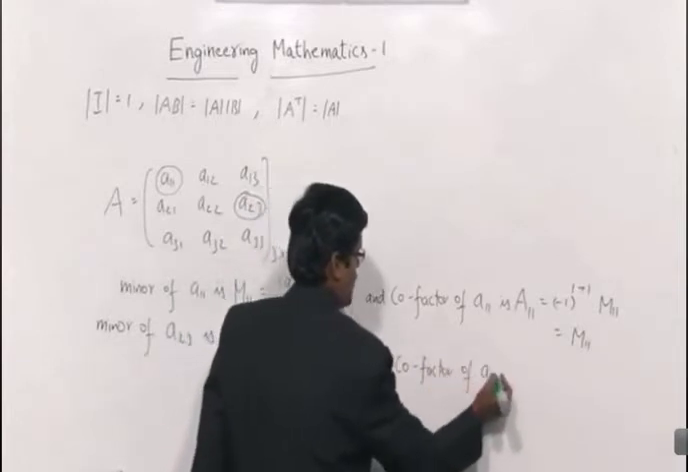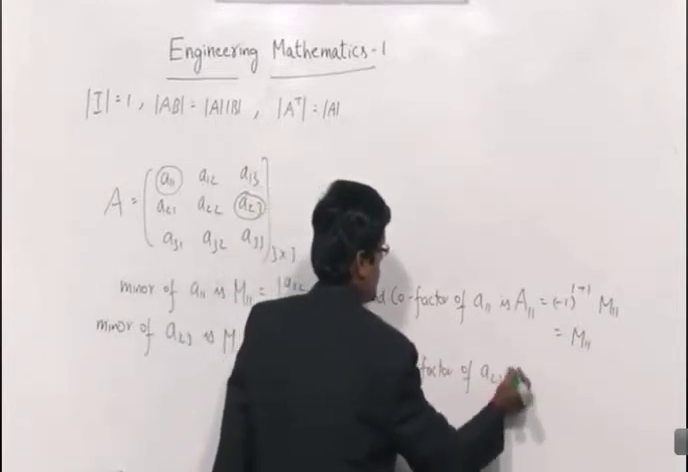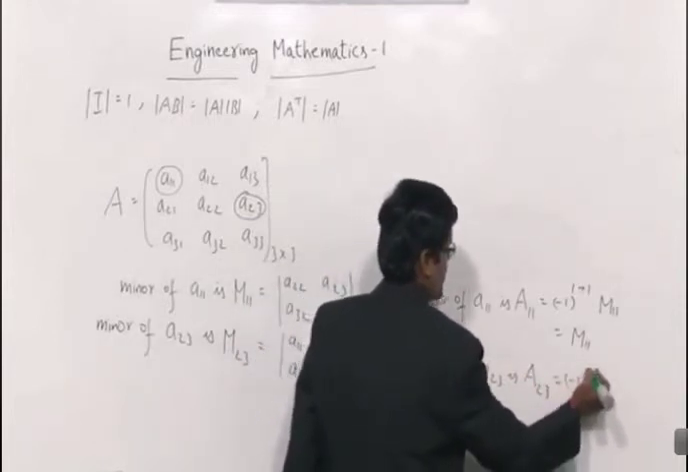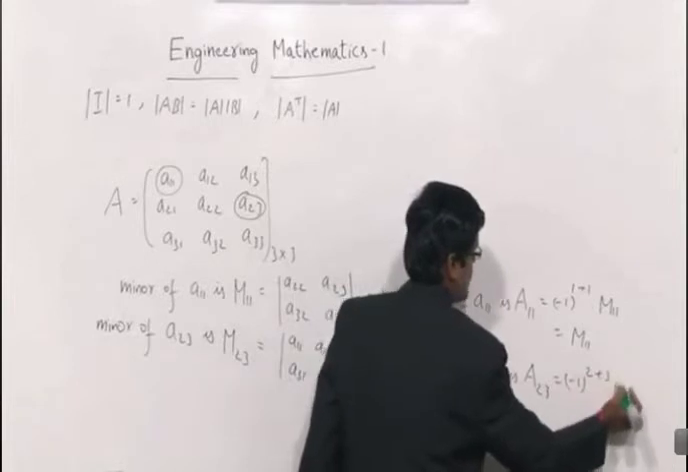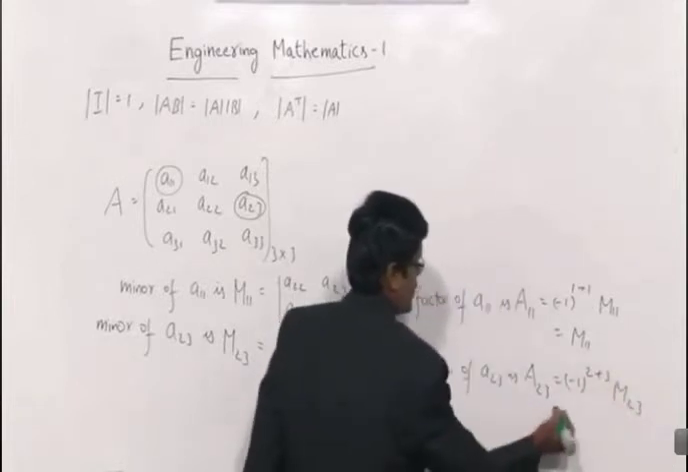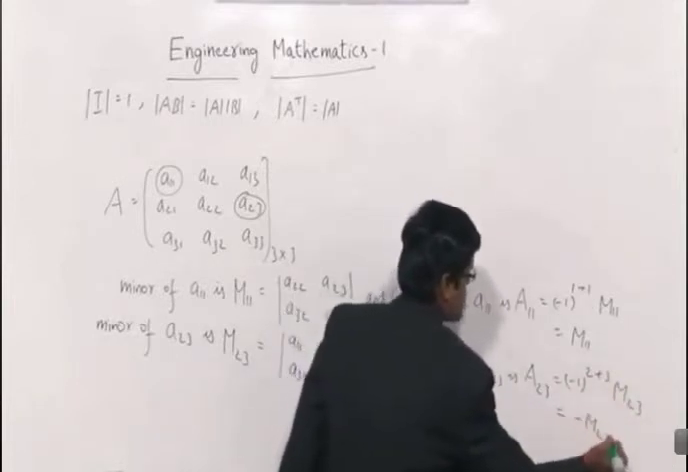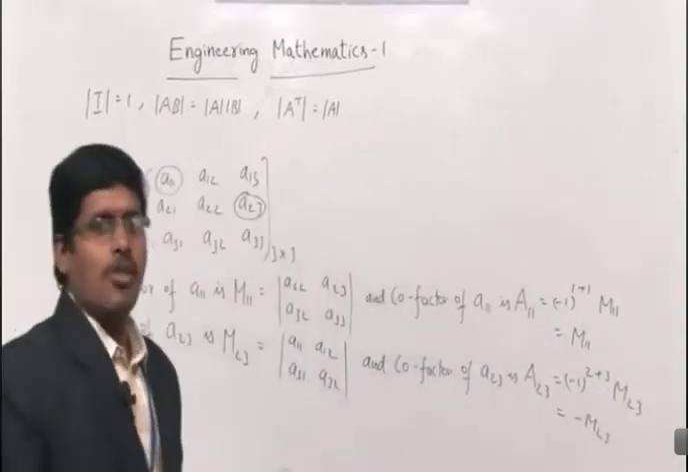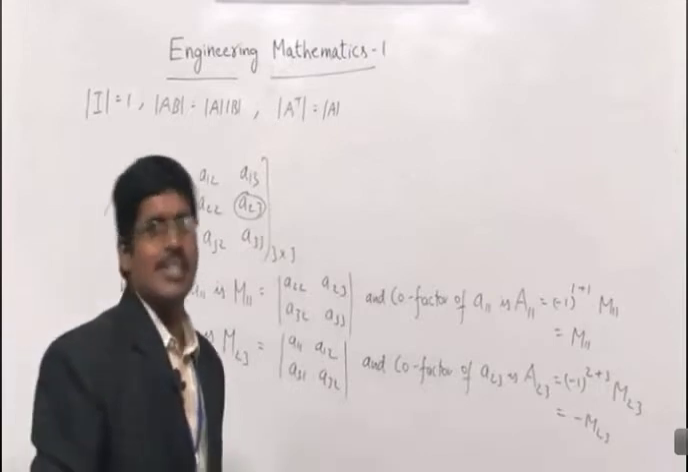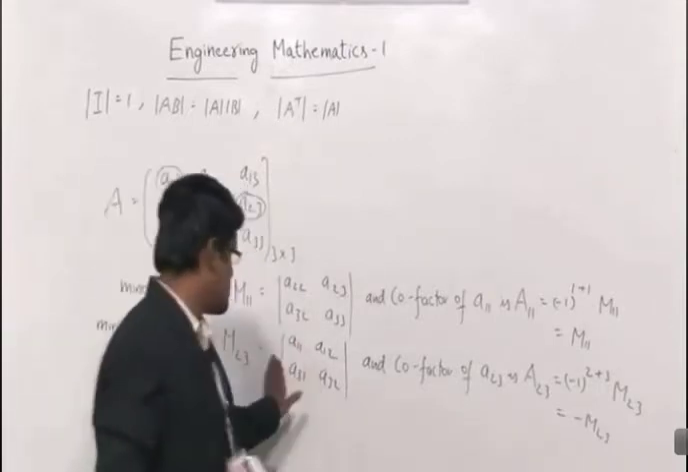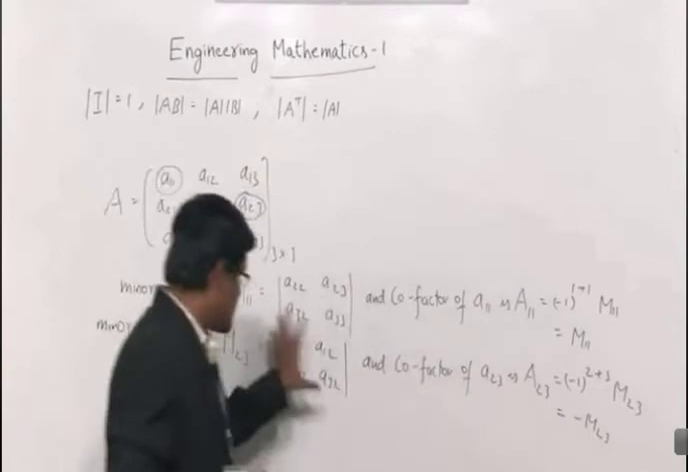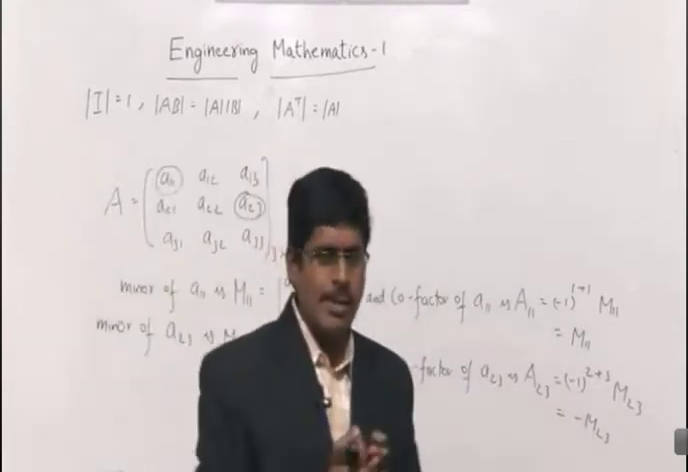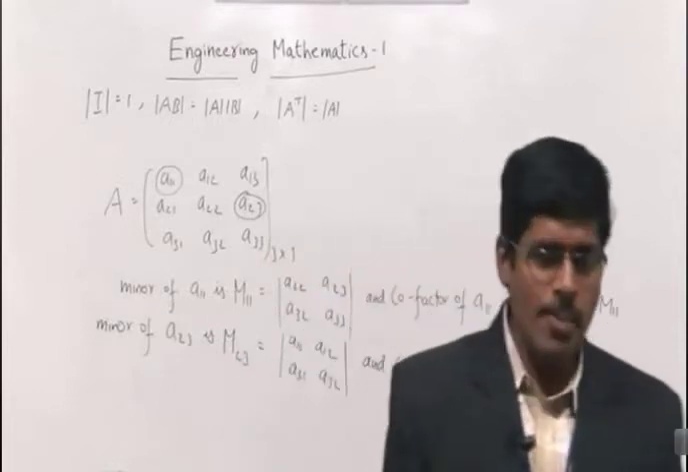And for this element, what is the cofactor? The cofactor of A23, denoted by capital A23, is obtained by minus 1 whole power I plus j, which is 2 plus 3, into its minor denoted by M23. So this is nothing but minus M23. In this case, for the element A23, the minor and cofactor are numerically the same but opposite in sign. So if you get this value plus, then it gives minus. If you get this value minus, then it gives plus. So for some elements the minor and cofactor are the same. In other cases, it is defined by the sign symbol.